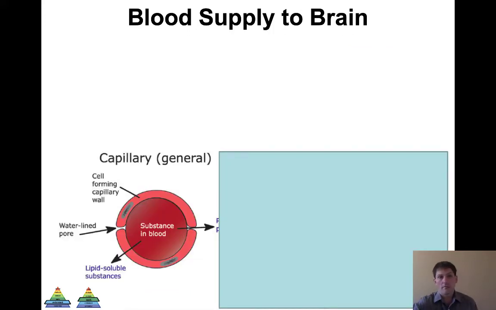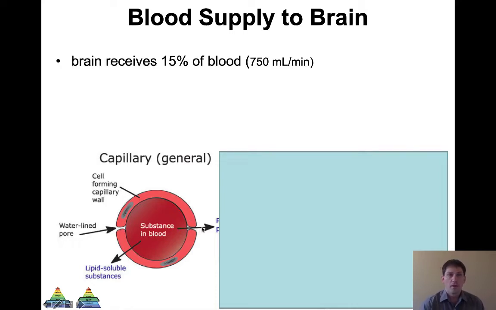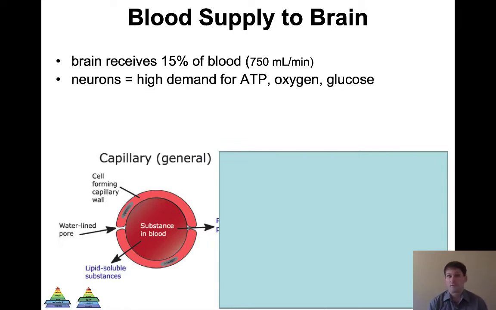So in general, if we look at a capillary, we can see that the cells forming that capillary wall have little pores in between them, and that allows for substances to leak out. Our brain receives about 15% of our blood flow, which is about 750 mL per minute. And these neurons, remember, have a high demand for ATP, and so they're using about 75% or 70% of their ATP to regulate that resting membrane potential. So if they're using a lot of ATP, they need to make a lot of ATP, which means they need a lot of oxygen and glucose.